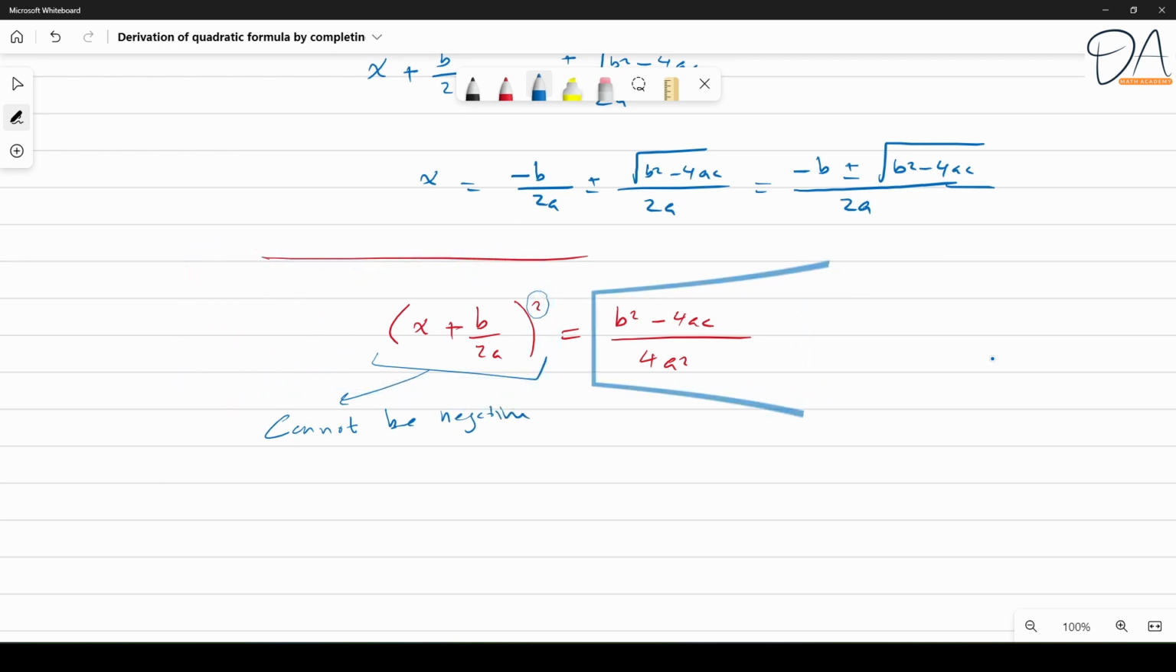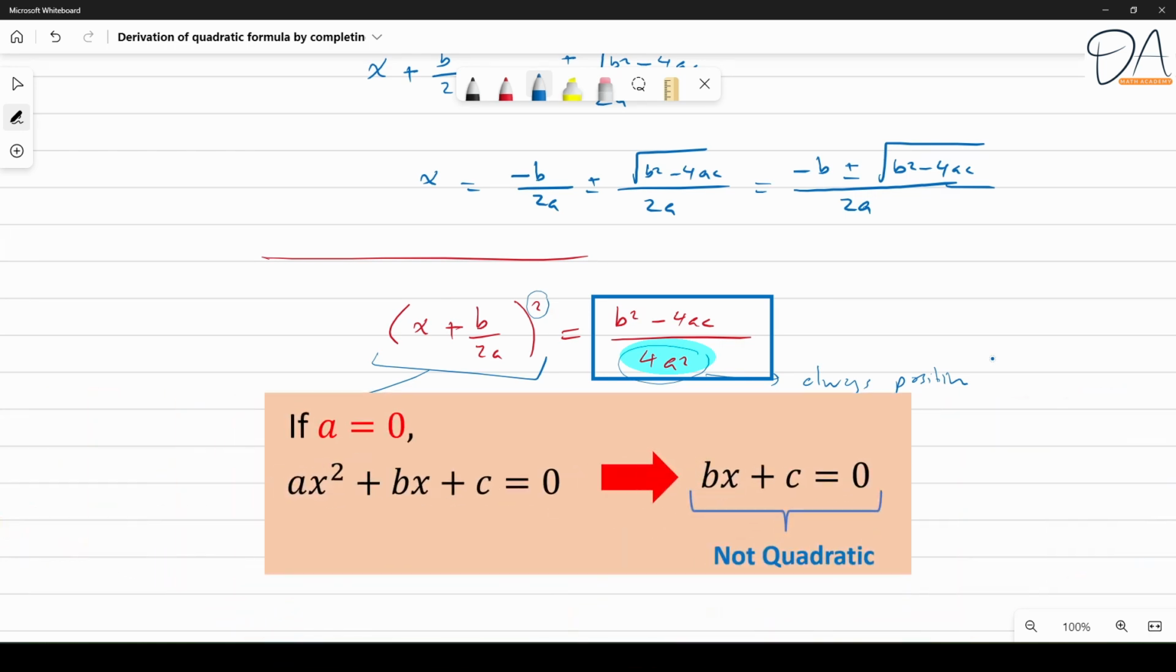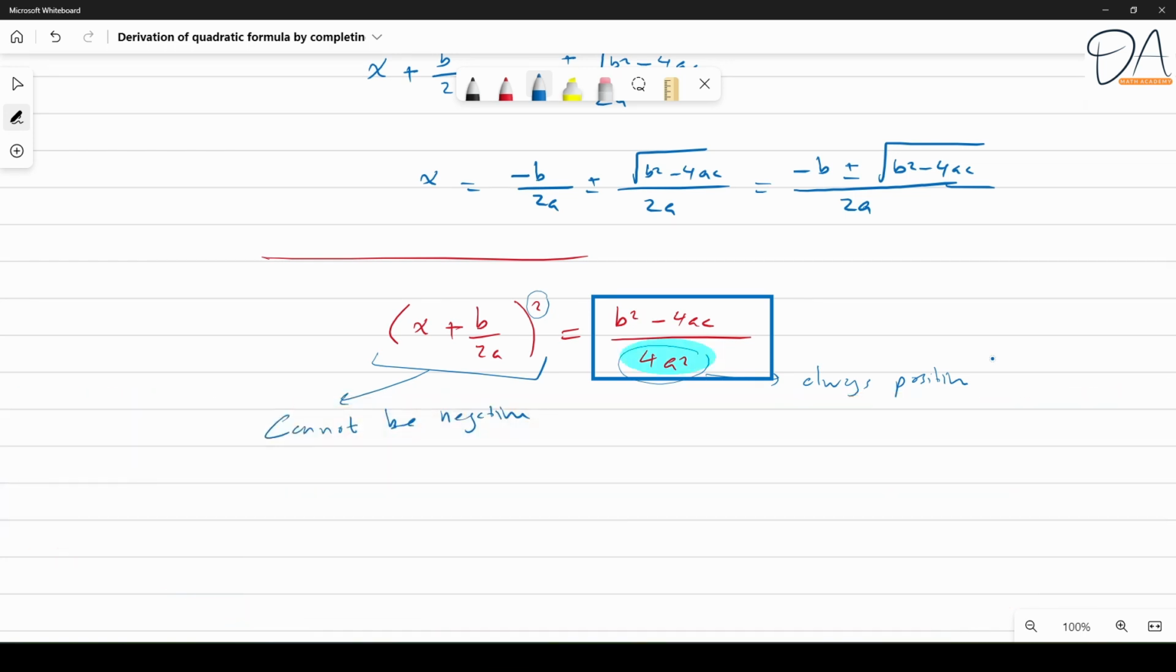We look at the right-hand side. If you look at this quantity here, 4a squared, this is always positive. If a is negative, when you square it, you get positive. And of course, if it is positive, you still get positive. And remember, we say a cannot be 0, because if a is 0, the x squared term disappears and you will not have a quadratic. So this cannot be 0. So this is always positive.